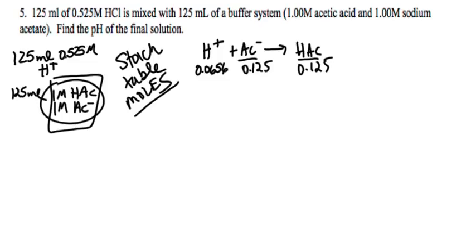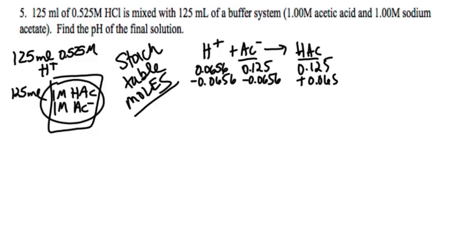Okay, now looking at this war, we have this many moles of H plus and that many moles of AC minus. This is a normal limiting reactant problem. Who's going to run out first? H plus. Our poor alien is going to run out. So we lose that same amount. What happens here?